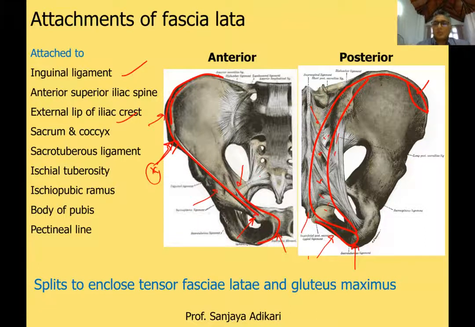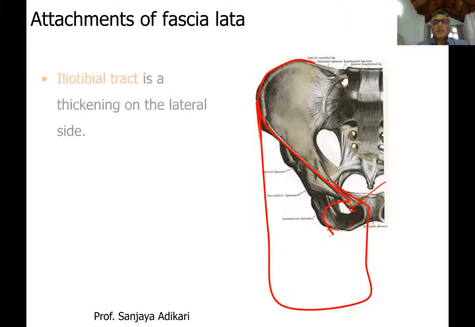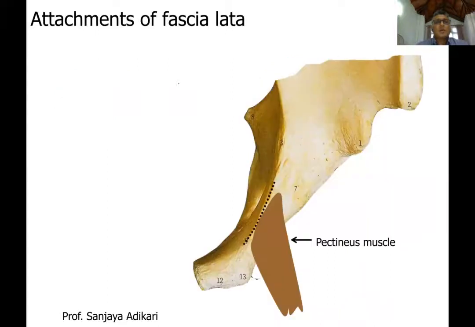Now, because of this overlap, a gap is created between the two layers, which is the saphenous opening, through which the great saphenous vein goes deep and enters the femoral vein. Then laterally, the fascia lata is thickened and forms what is called the iliotibial tract, which is also important. We will come back to the iliotibial tract in a moment.